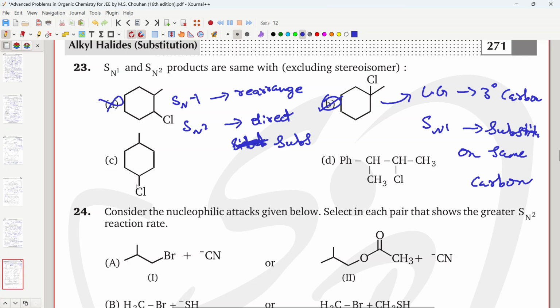Now, for C, 4-methylcyclohexyl chloride. SN1 and SN2 both replace the same Cl. However, SN1 gives a cis or trans mixture due to the planar carbocation. Still the same constitutional product is possible, but the standard answer is usually B. Now, option D, a secondary chloride capable of rearrangement under SN1.